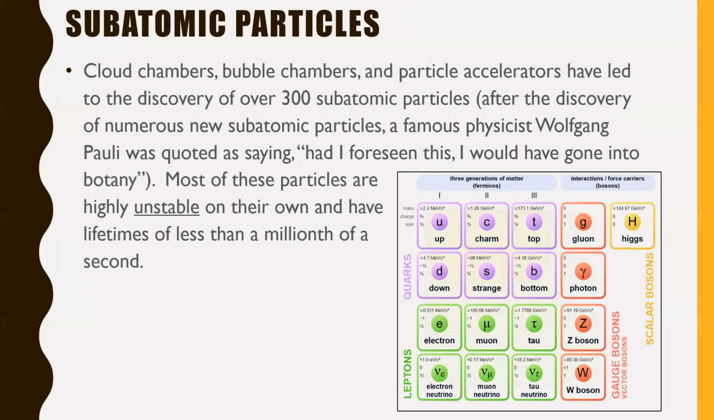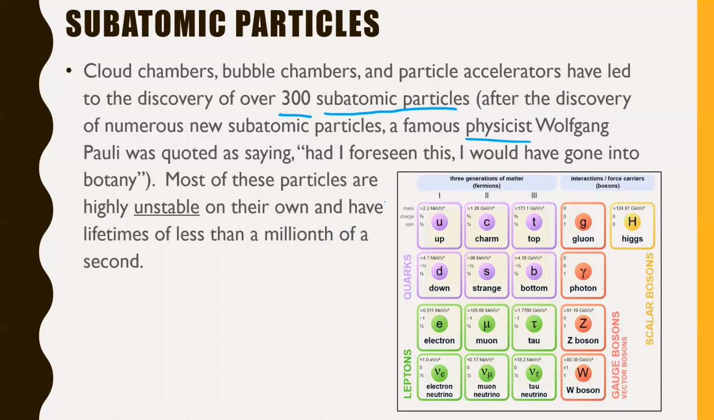Now, cloud chambers, bubble chambers, and particle accelerators have led to the discovery of over 300 subatomic particles. After the discovery of numerous new subatomic particles, famous physicist Wolfgang Pauli was quoted as saying, "Had I foreseen this, I would have gone into botany." So in other words, there are so many other things other than just protons, neutrons, and electrons that it is absolutely wild. And it blew away even the most advanced physicists here with just how complex reality really is.